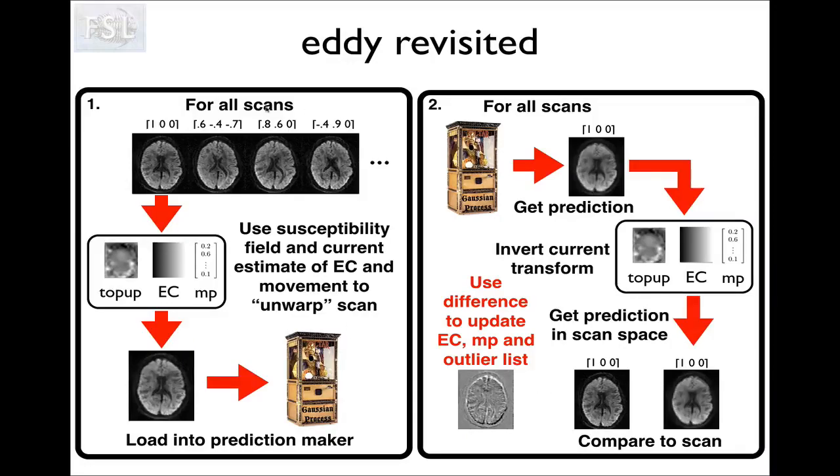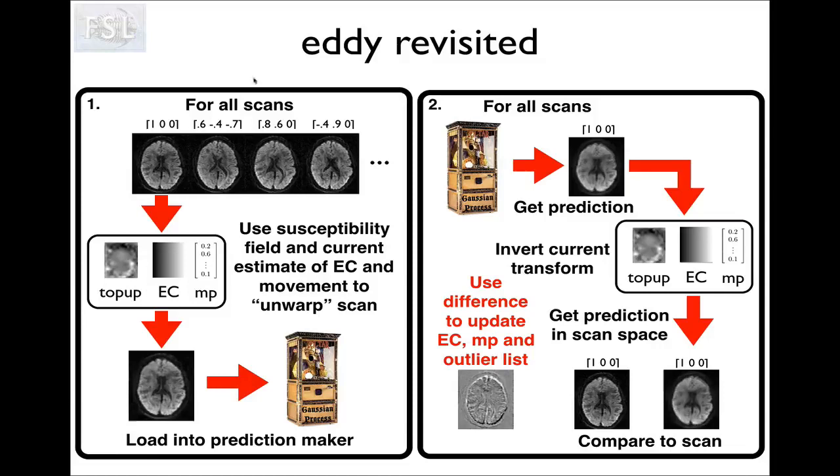Remember, as before, we have the loading step. Now we get to the estimation step, and in the estimation step we start out as before. We get a prediction, we invert the current transform, we get the prediction in scan space, and we compare it to the scan. But now we use this difference to update the eddy currents, the motion parameters, and a list of outliers. And the reason we have this list of outliers is that essentially a given slice starts out as being a non-outlier.